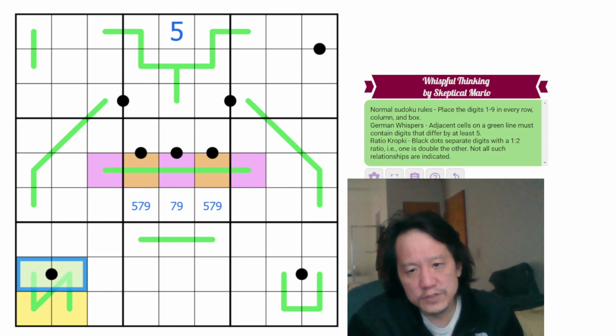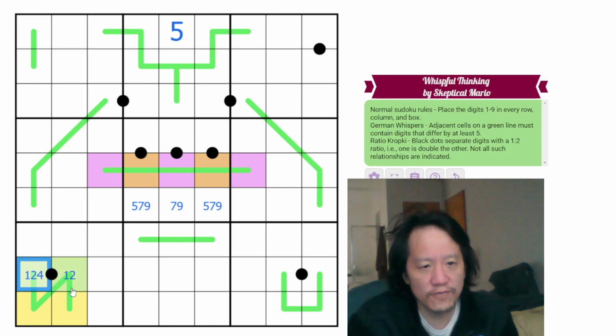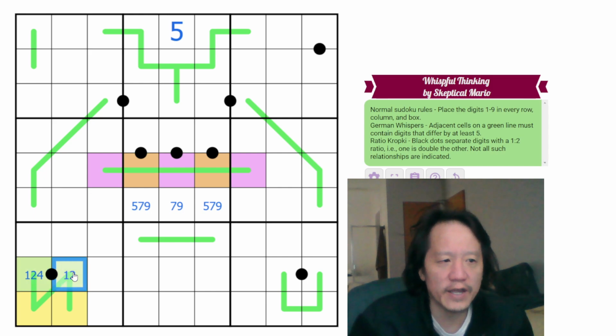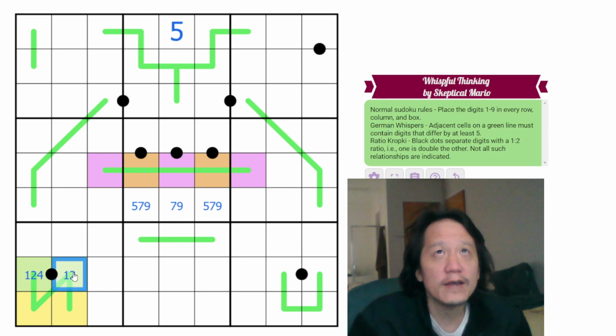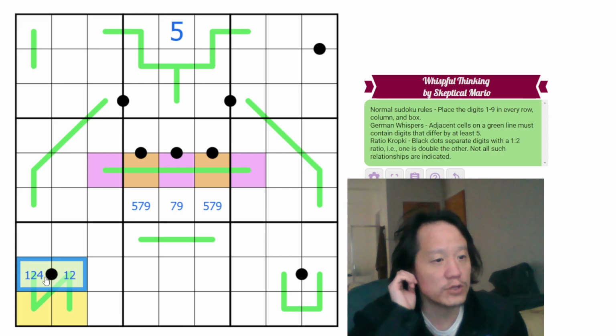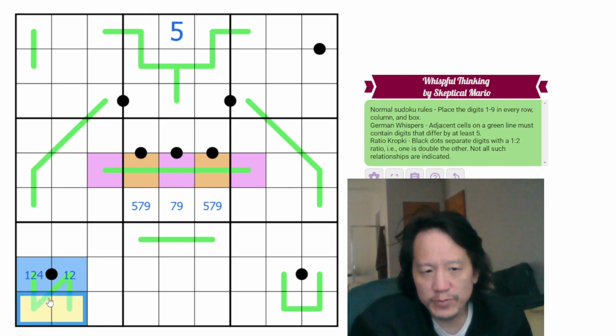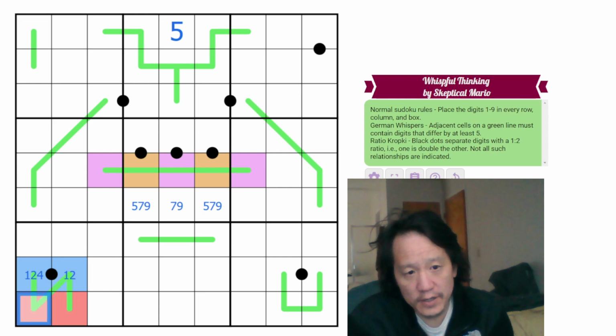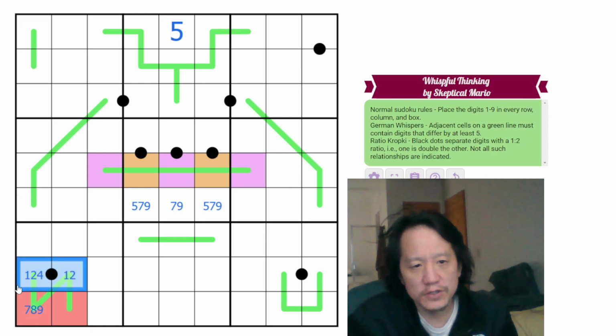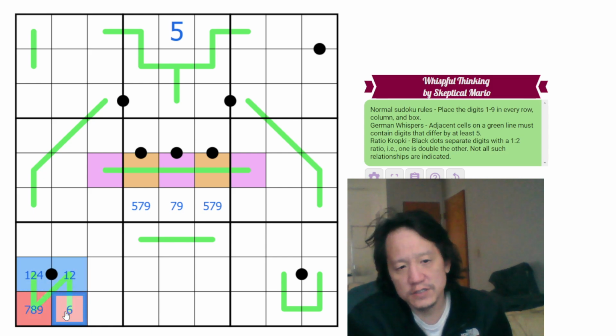So this is either 1, 2 or this is specifically 2 and 4, because 4 can never be next to two unique digits on a German whisper line, right? Because 4 can only be next to 9. So this has to be low. So we know this is low. And these have to be high. So this is 7, 8, or 9, because it can only be next to 2 unique digits, and 6 can only be next to 1 unique digit. So this is 6, 7, 8, and 9.